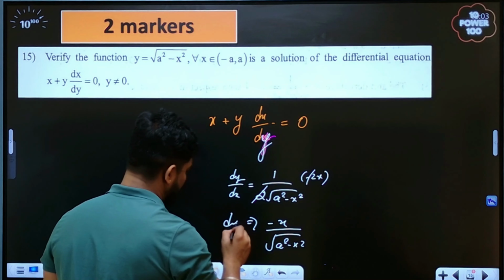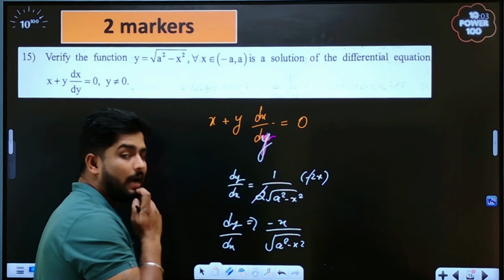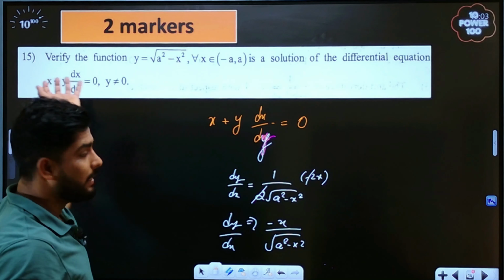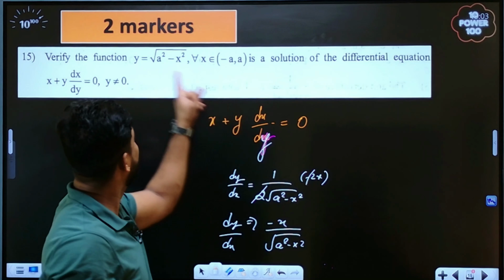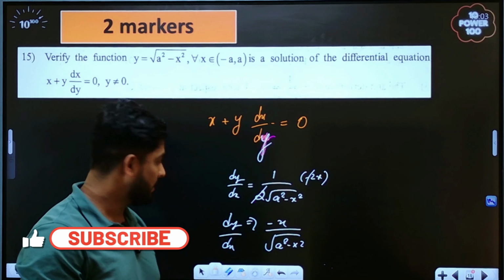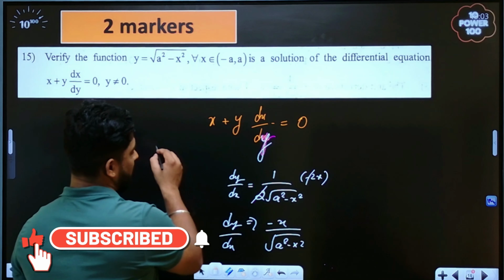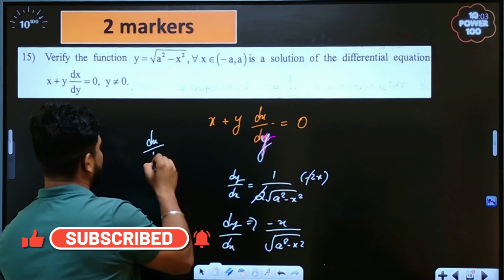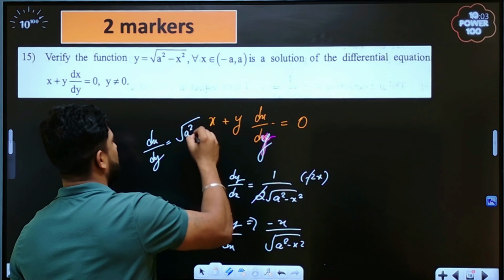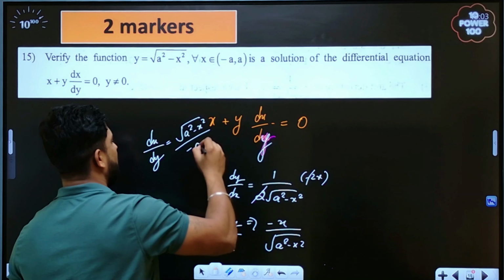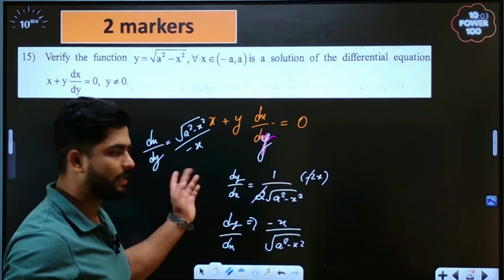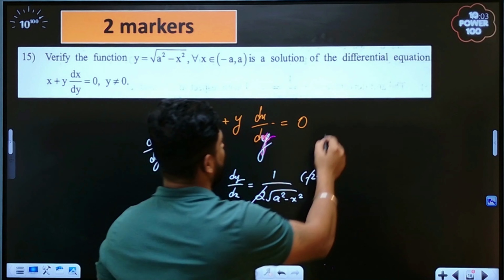This is nothing but dy by dx, correct, children? If it were a normal dy by dx, we would have substituted here and this would have been the solution of the given function. But the problem is that it is now dx by dy, so we will take the reciprocal. If you take the reciprocal of this function, dx by dy, we get root of a square minus x square divided by minus x. So I took the reciprocal, and now I'll substitute in the given solution.